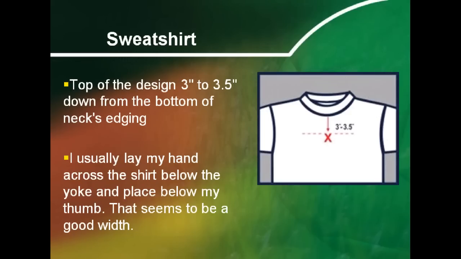So for a sweatshirt, for the top of the design, you want to go down 3 inches to 3.5 inches from the bottom of the neck edging, and this is for just a regular sweatshirt that doesn't have a hood. And once again, this is just my little note. I usually lay my hand across the shirt below the yoke, or what we call the bottom of the neck edging, and then place the design below my thumb, and that is usually about 3.5 inches. And that seems to be a good width for me.